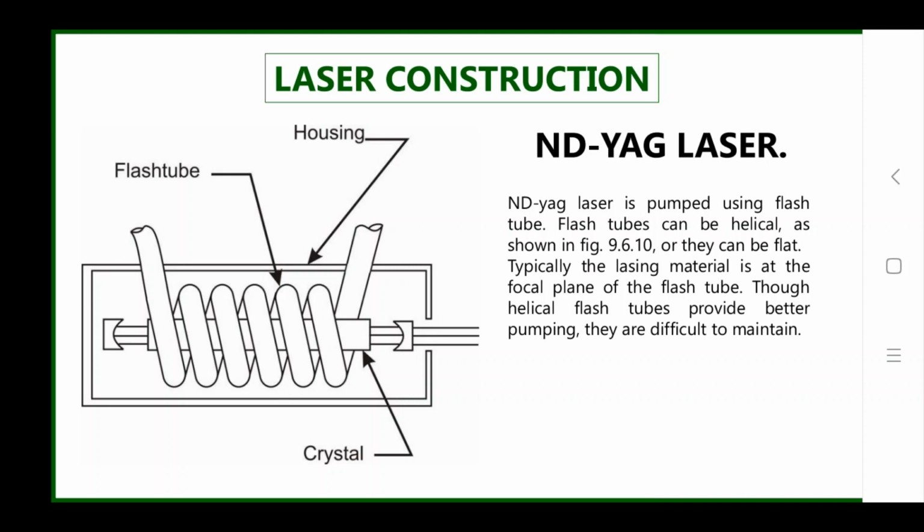Now the Nd:YAG laser. Here again I have shown in the figure the laser is pumped using a flash tube. Flash tubes can be helical, they can be flat also. Typically the lasing material is at the focal plane of the flash tube. Though helical flash tubes provide better pumping, they are difficult to maintain. So through this figure I have shown some parts of this laser.